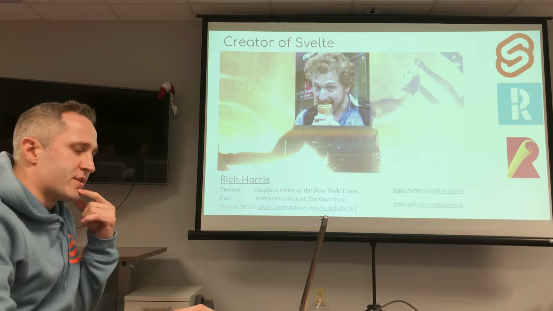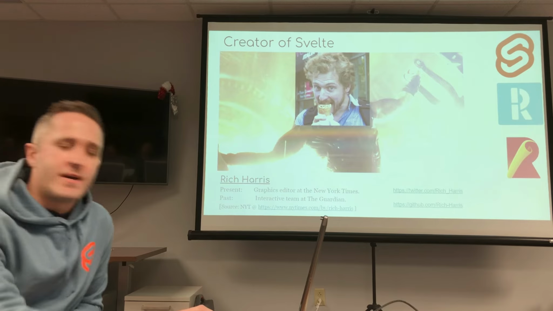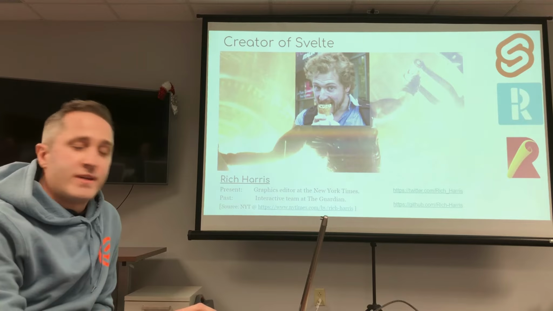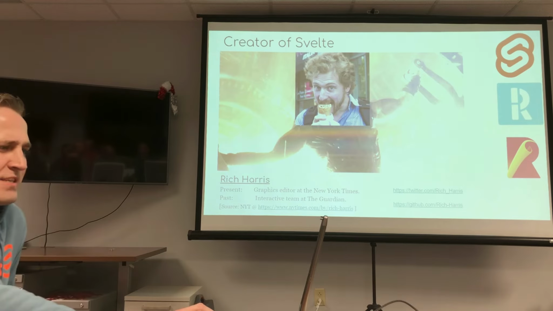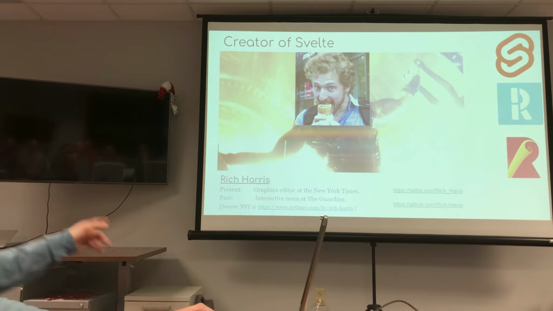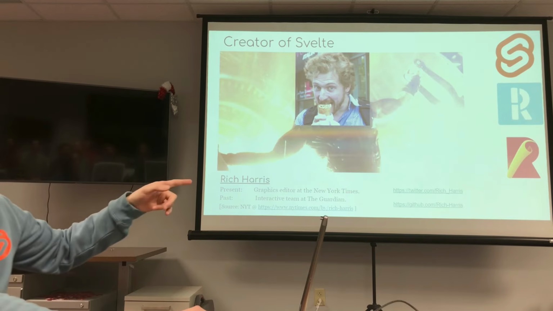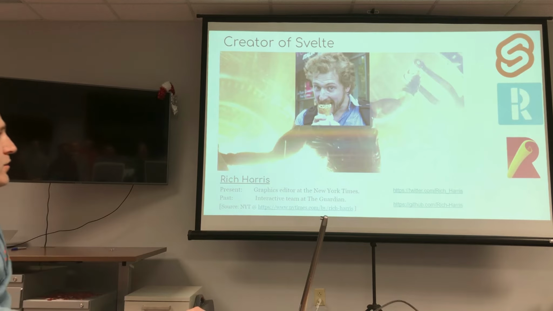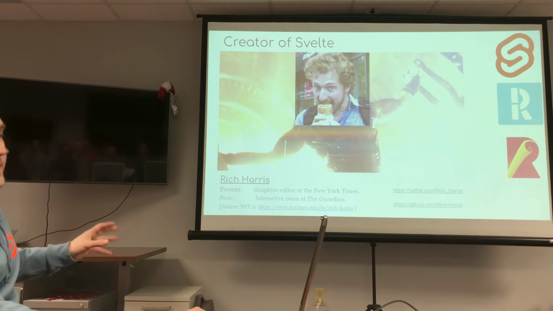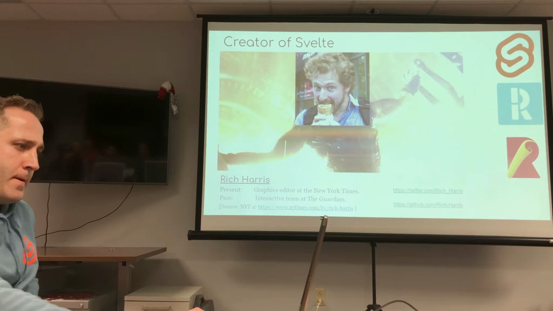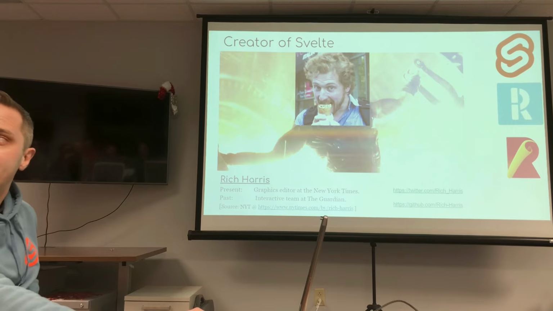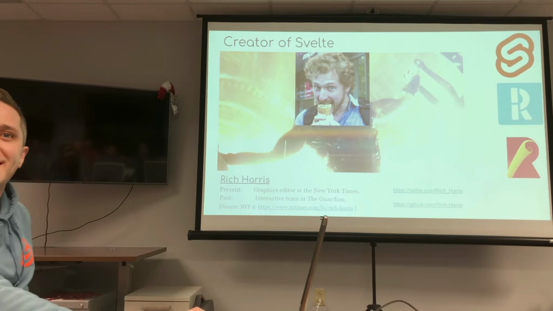Now, Rich is the graphics editor for the New York Times. Previously worked at The Guardian, the interactive team there. And he's responsible for other things too, not just Svelte. Something called React JS. And he also built the compiling tool that Svelte uses called Rollup. Did I mention he's a graphics editor for the New York Times? He's a busy guy, right?